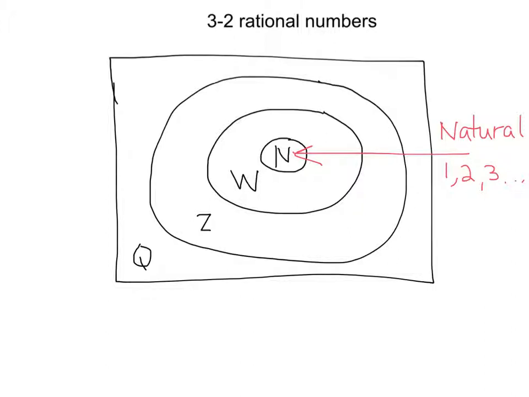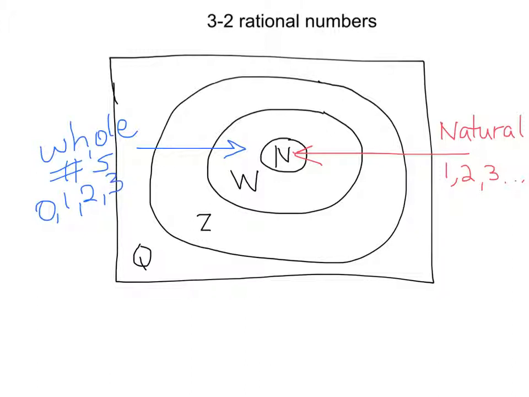The next set of numbers of the circle here is the W, which represents the whole numbers. And these are the next set of numbers that you learn to count, but this is where you actually included the 0. So when you first started counting, you always started with 1, 2, 3, 4, 5. But as you progressed on, you learned that 0 was part of a number. So the whole numbers include 0 as well as the natural numbers.